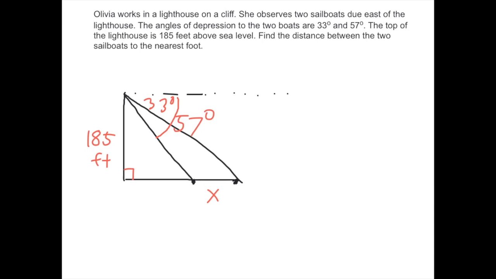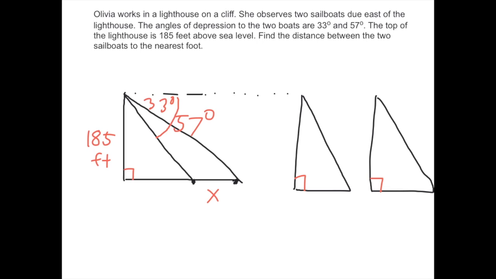So we essentially have two different right triangles that we're going to solve. I think to make this easier, let's draw two new triangles. We'll call the left triangle this small triangle here, and the right triangle this big one here. So first let's plug in our measurements we have. We have the height of each of these is 185 feet.